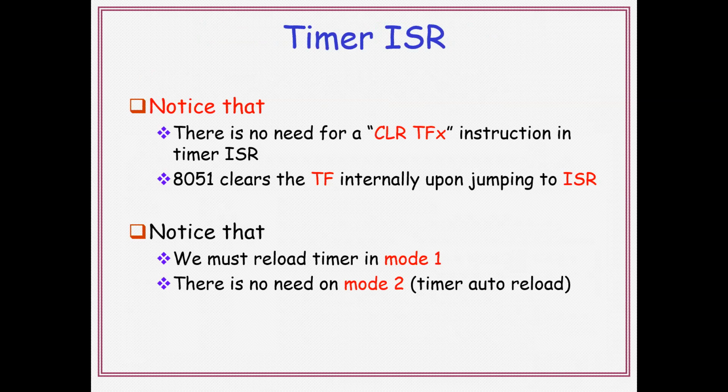Timer interrupt service routine. Note that there is no need for a CLR TF0 instruction in the timer ISR. We know that flags are set by hardware and cleared by software, which is the instruction we followed previously. But with the help of this interrupt mechanism, the overflow flag is automatically cleared, so there is no need to clear it. The 8051 clears the TF internally upon jumping to the interrupt service routine. The next note point: we must reload the timer in mode 1. There is no need in mode 2 because it has an auto-reload function.